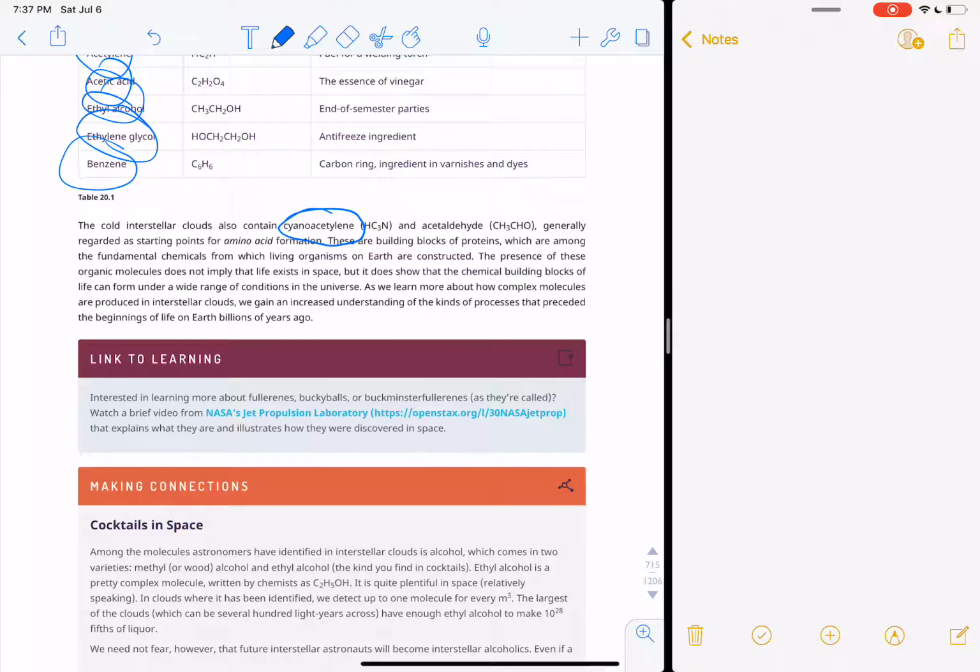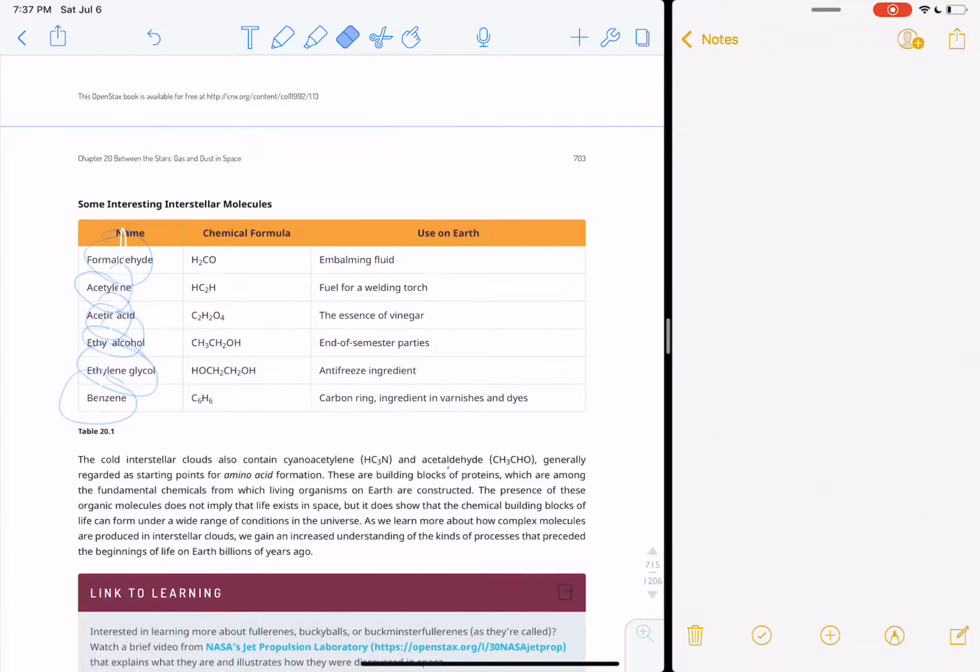Cyanoacetylene, acetaldehyde, this stuff here. Very important for amino acid formation. So, where did the complex building blocks of life come from? Well, we're starting to see that they're pretty regular out there in space, and so they could help seed life or create the initial ingredients, at least, for the possibility of life to develop.